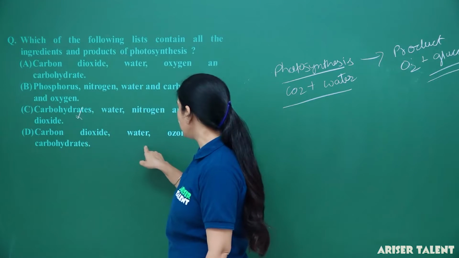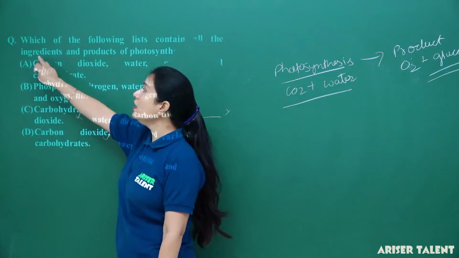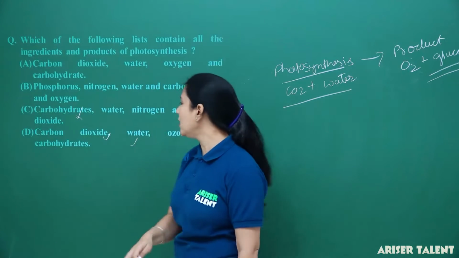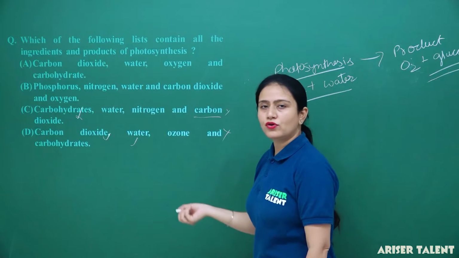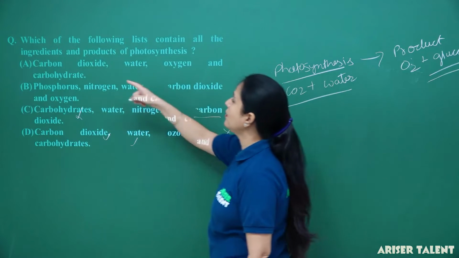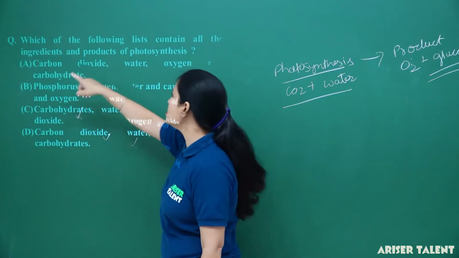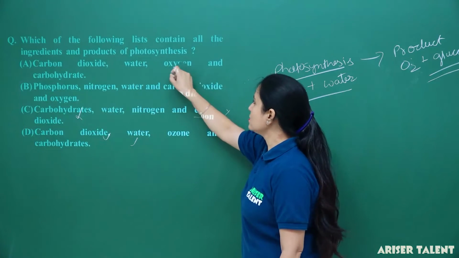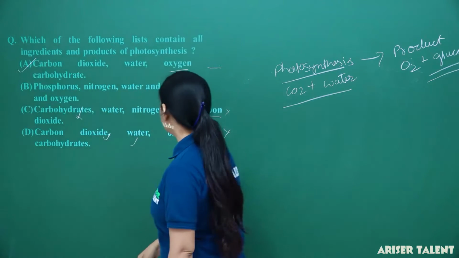Carbon dioxide, water, yes, they both are required for photosynthesis, meaning these are the ingredients of photosynthesis, but ozone and carbohydrates are not the product of photosynthesis. So the correct option will be carbon dioxide and water, which are the ingredients of photosynthesis, and the products of photosynthesis are oxygen and carbohydrates. So option A is the correct answer.